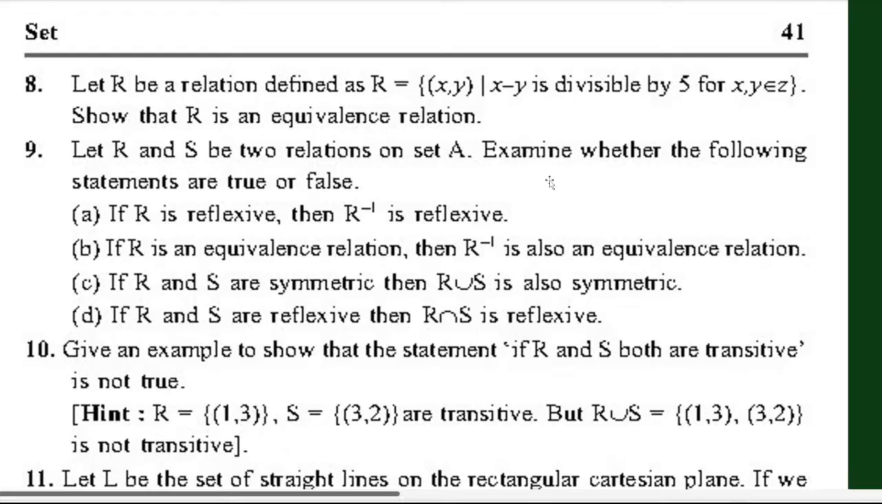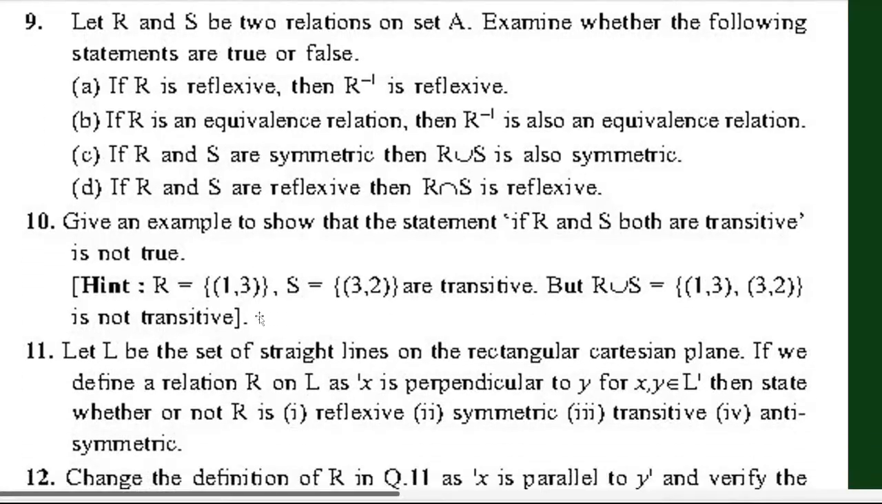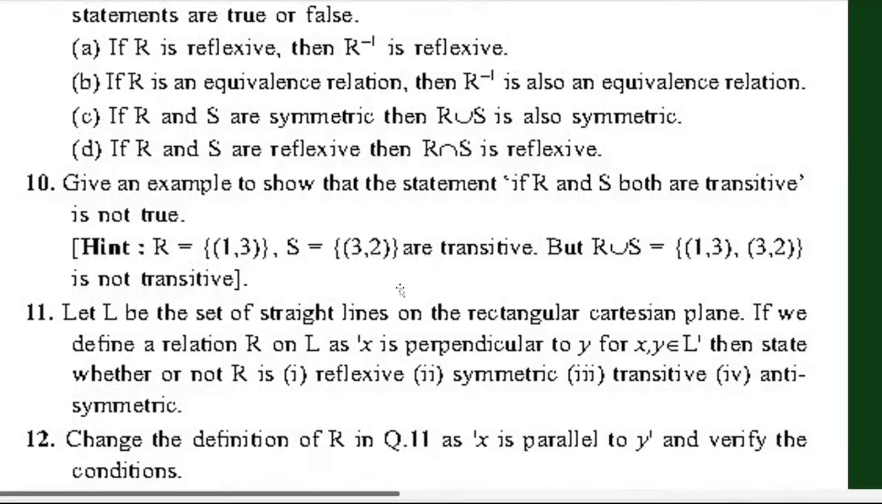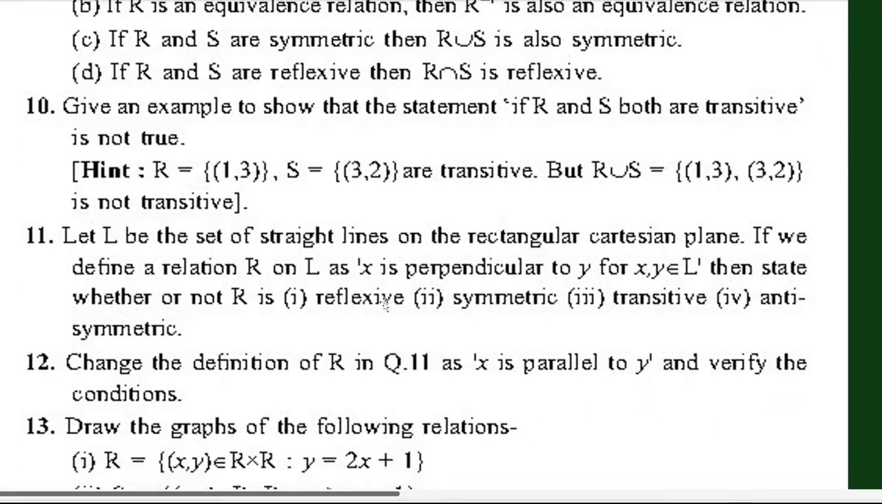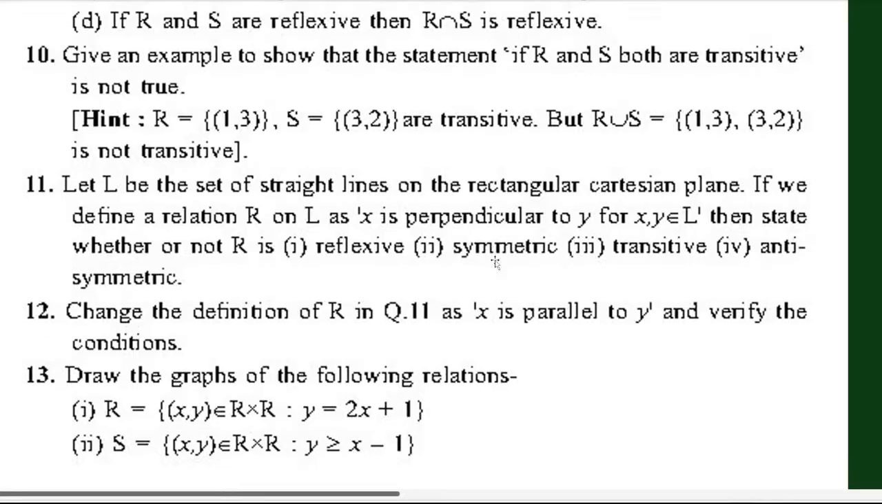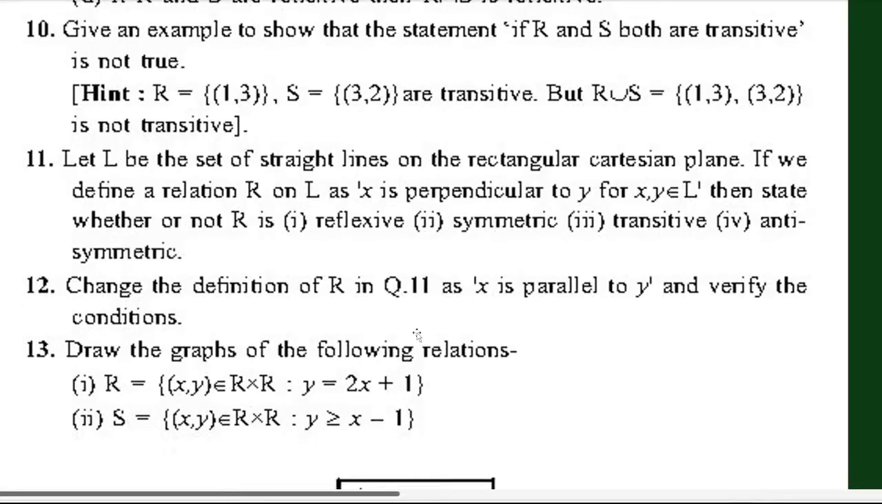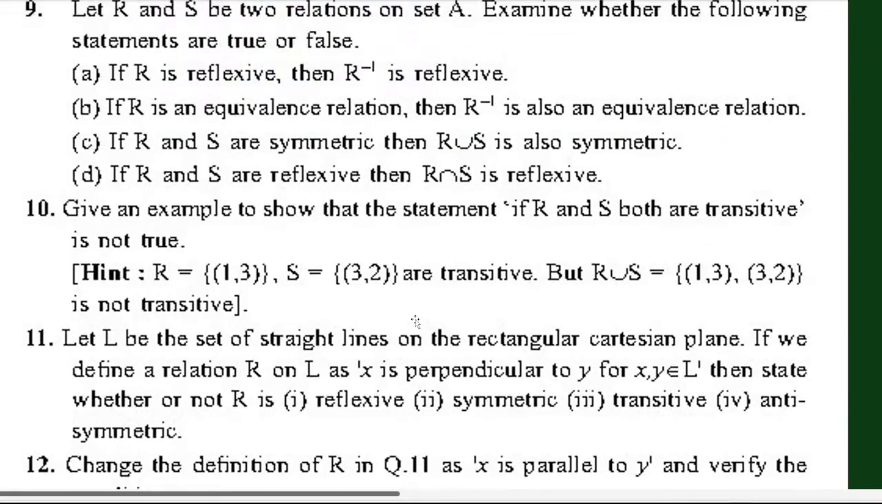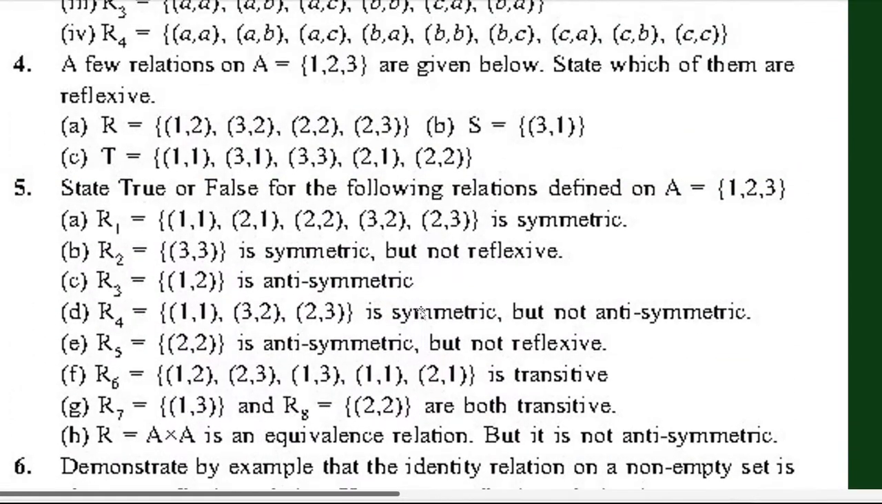Let R and S be two relations. True or false, these are the given conditions. Then give an example to show. So from 7, 6. I will show you how to do it. We will do the questions tomorrow.